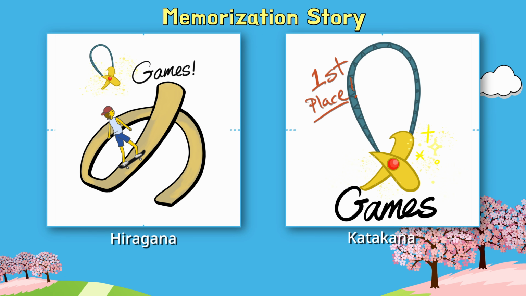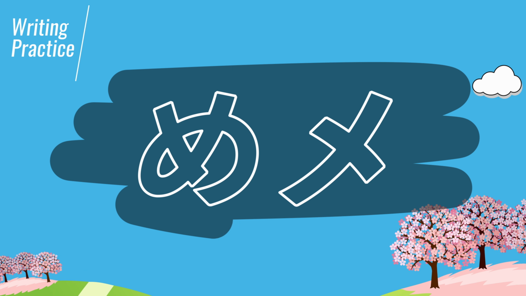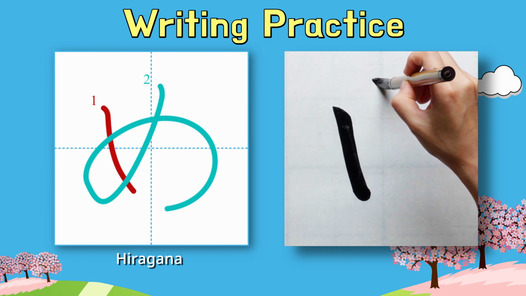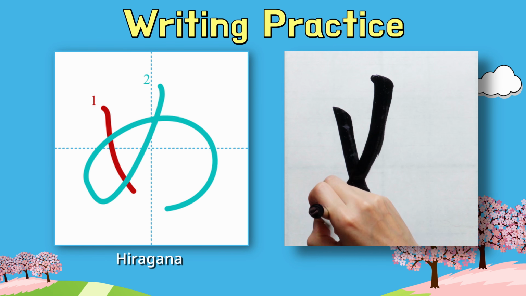Another example you could use for the hiragana me is me. Me is eye in Japanese, and this character does look kind of like an eye. The hiragana me is almost identical to nu, but without that noodly loop at the end.